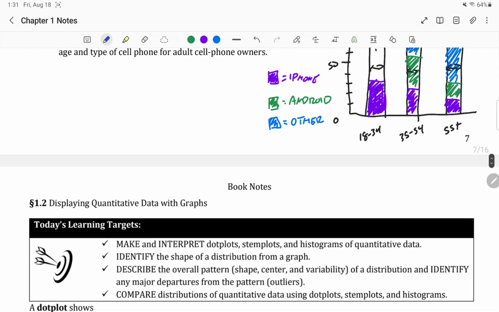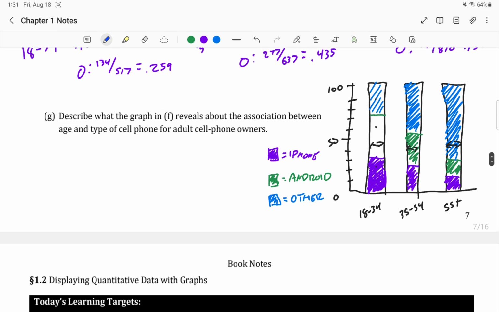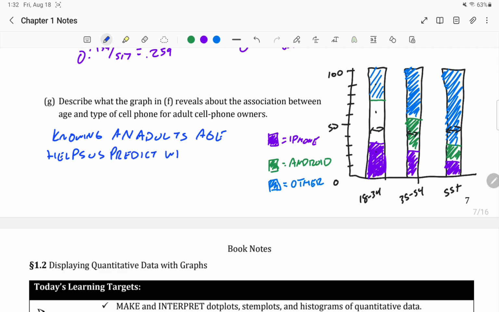As you see, the next one is 1.2. So G says, describe what the graph in F reveals about the association between age and type of cell phone for adult cell phone users. So basically just describe what's going on, describe the trend. So it says, knowing an adult's age helps us predict what type of cell phone they have. I'm going to need more room. Leave yourself more room. Type of cell phone.